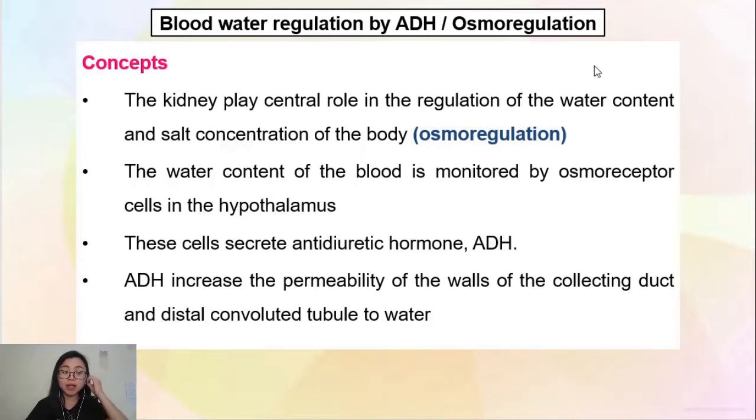we know that kidneys play a central role in the regulation of water content and salt concentration of the body. So, kita punya buah pinggang yang jaga osmoregulation, which is dia jaga berapa banyak air dan dia jaga berapa banyak garam ada dalam badan kita.